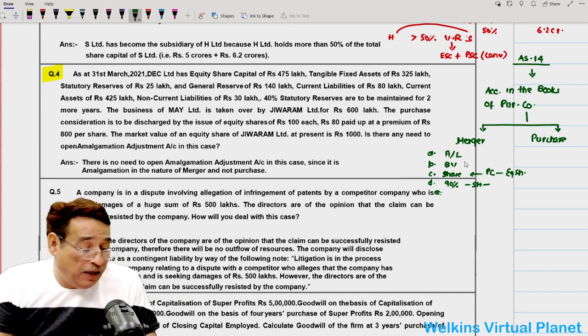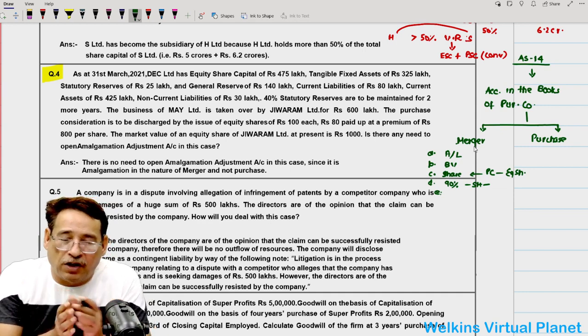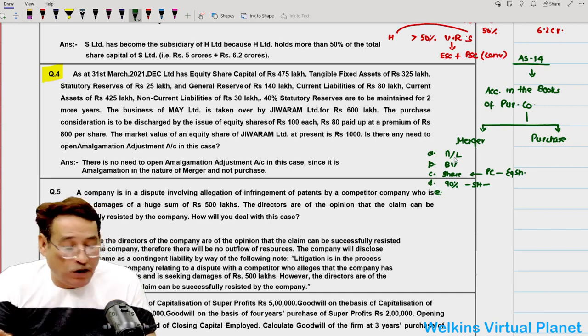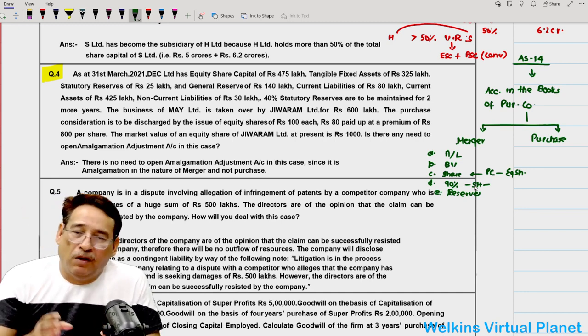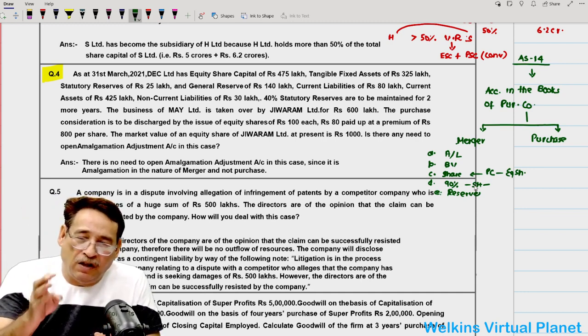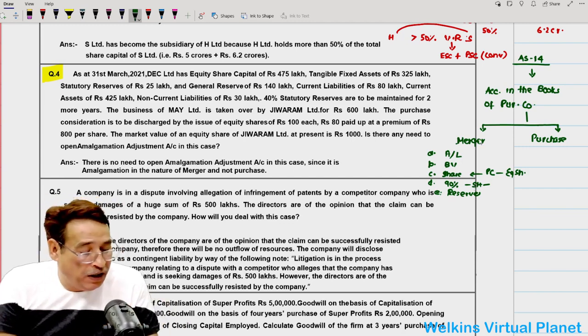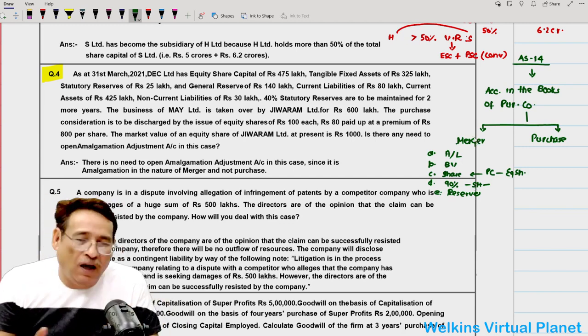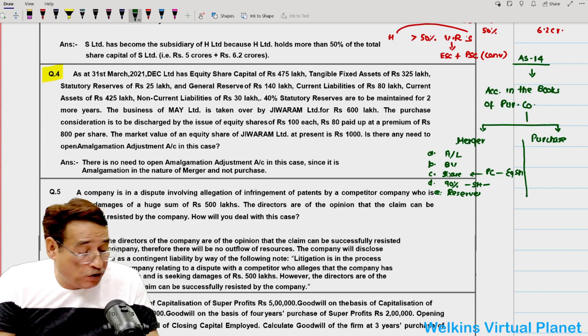And point number E is that if it is a case of amalgamation in the nature of merger, then the purchasing company will not only take over assets and liabilities, but also all the reserves of the vendor company. Not only assets and liabilities, but general reserve and whatever types of reserves, all will be taken over by the purchasing company. It is known as the pooling of interest method, as we saw under common control. So this is amalgamation in the nature of merger.